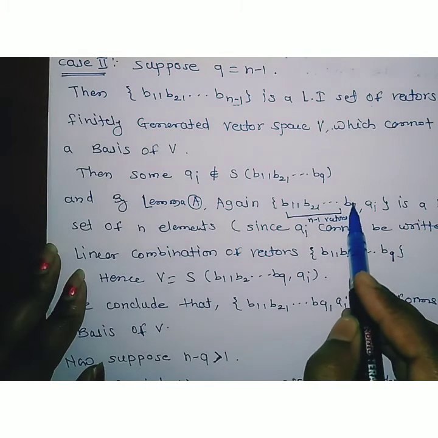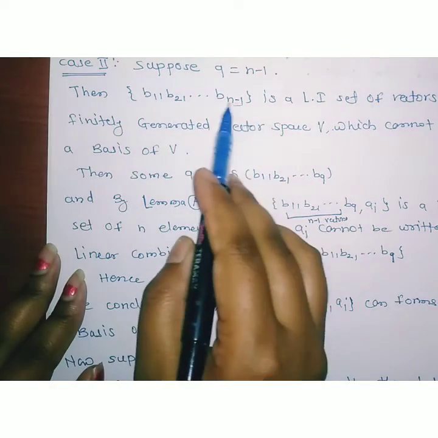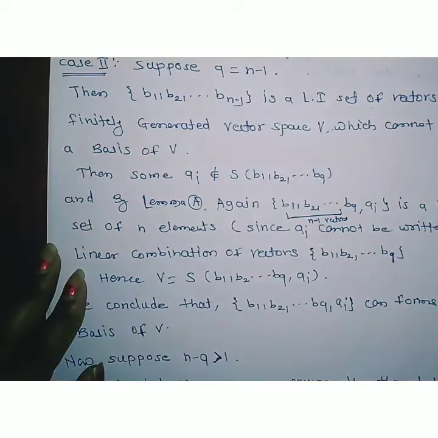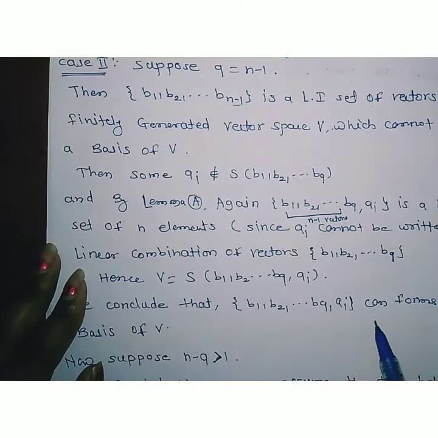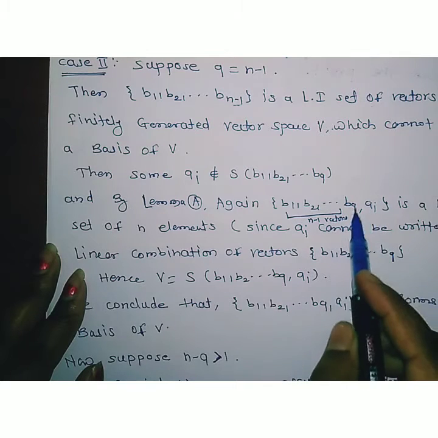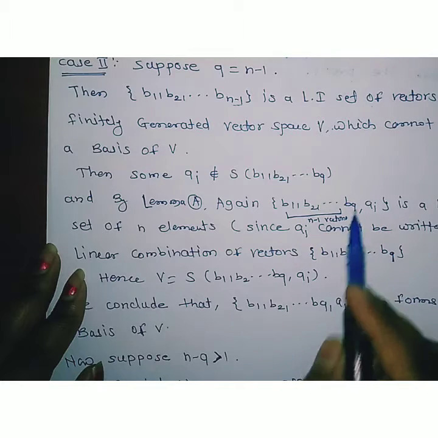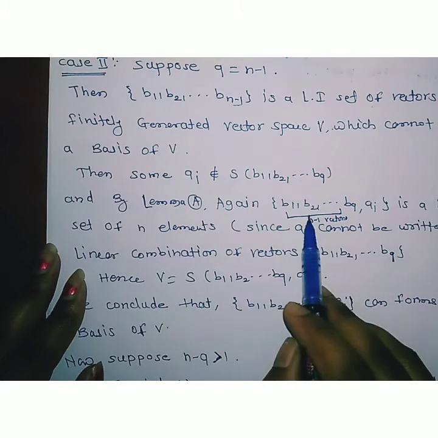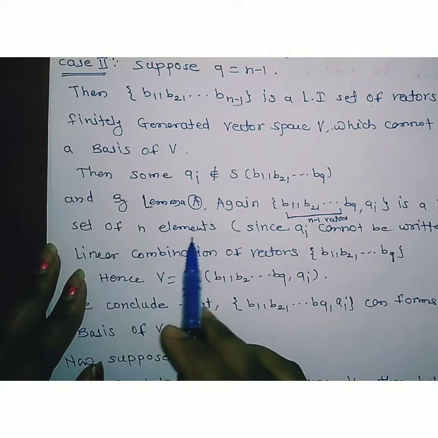We know that b1 up to bq are n minus 1 vectors. Okay, 1, 2, 3, up to n minus 1 vectors are present here. Therefore this set is n minus 1 vectors, and this vector ai is added to that set, which implies it consists of n elements. So by Lemma A, again b1, b2, ..., bq, ai is a linearly independent set of how many elements?